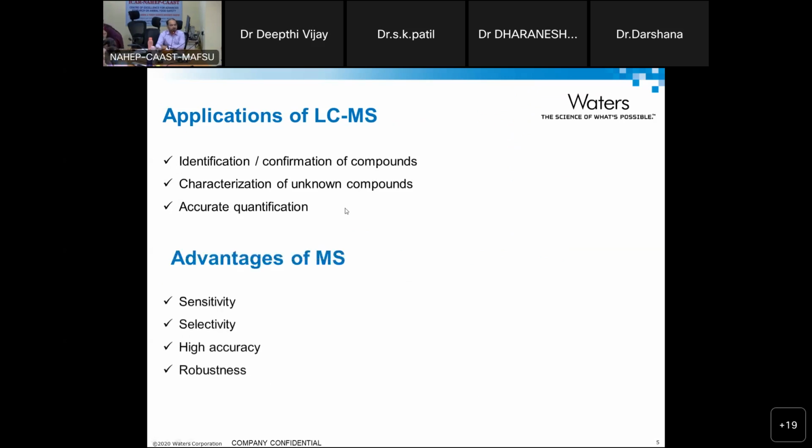Now there are certain advantages of mass spectrometer over other detectors. So the first is sensitivity. It offers a very high sensitivity as compared to other detectors. Next is selectivity. Now, as the mass spectrometer is dependent on the masses of the compounds, it offers very high selectivity or specificity over other techniques. High accuracy, and robustness.